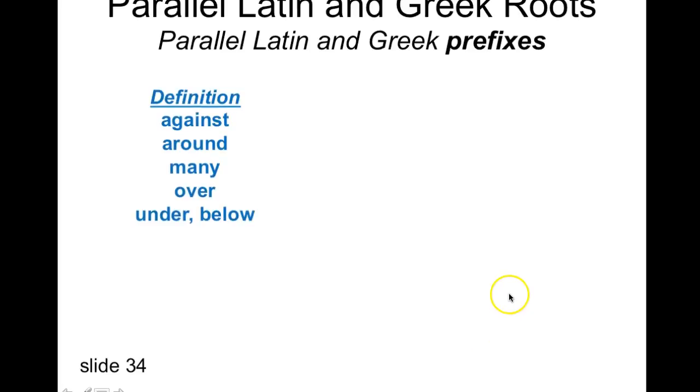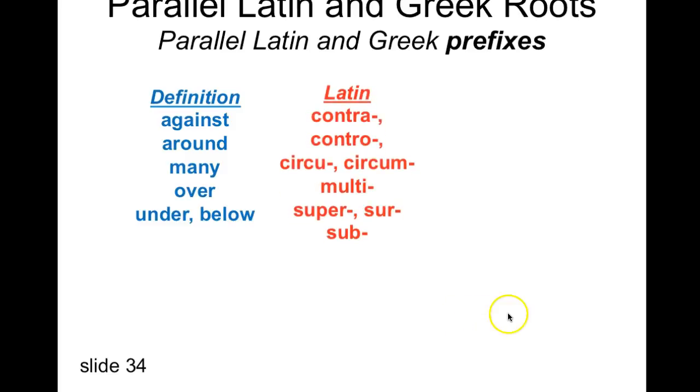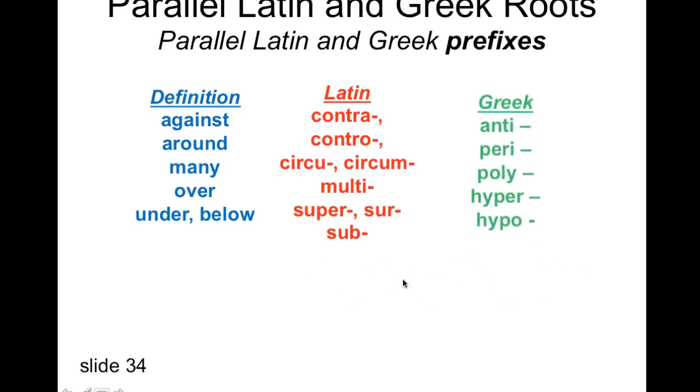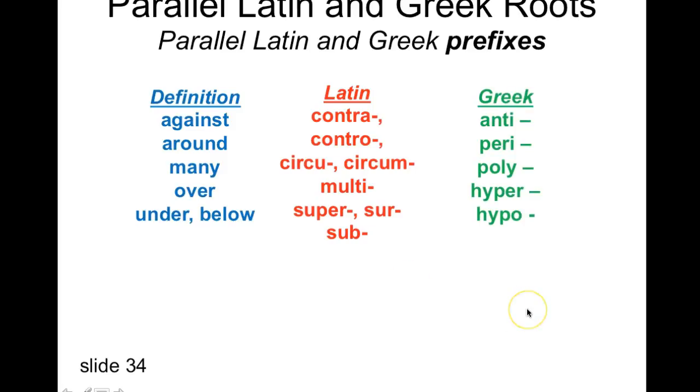There's also a parallel that we can draw between Latin and Greek prefixes. So if we're looking for prefixes that mean against, around, many, over, or under and below, the Latin prefixes for those would be contra, contro, circa, or circum, multi, and then super, sur, or sub. Compare that to the Greek prefixes: anti, peri, poly, hyper, hypo.